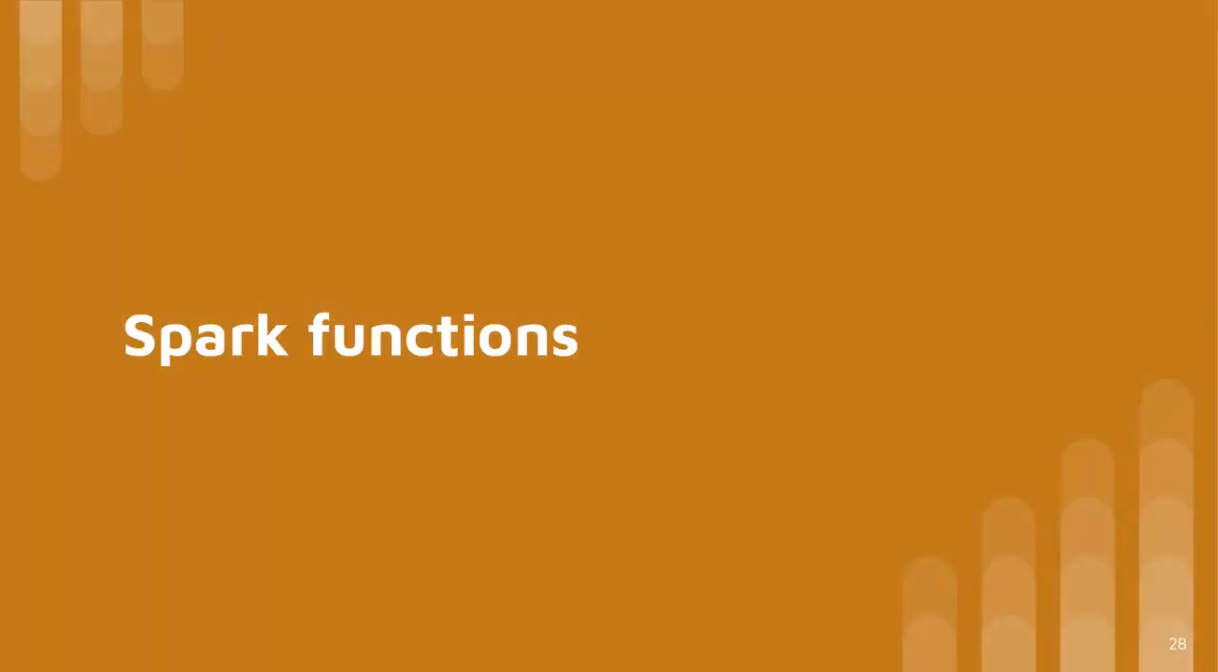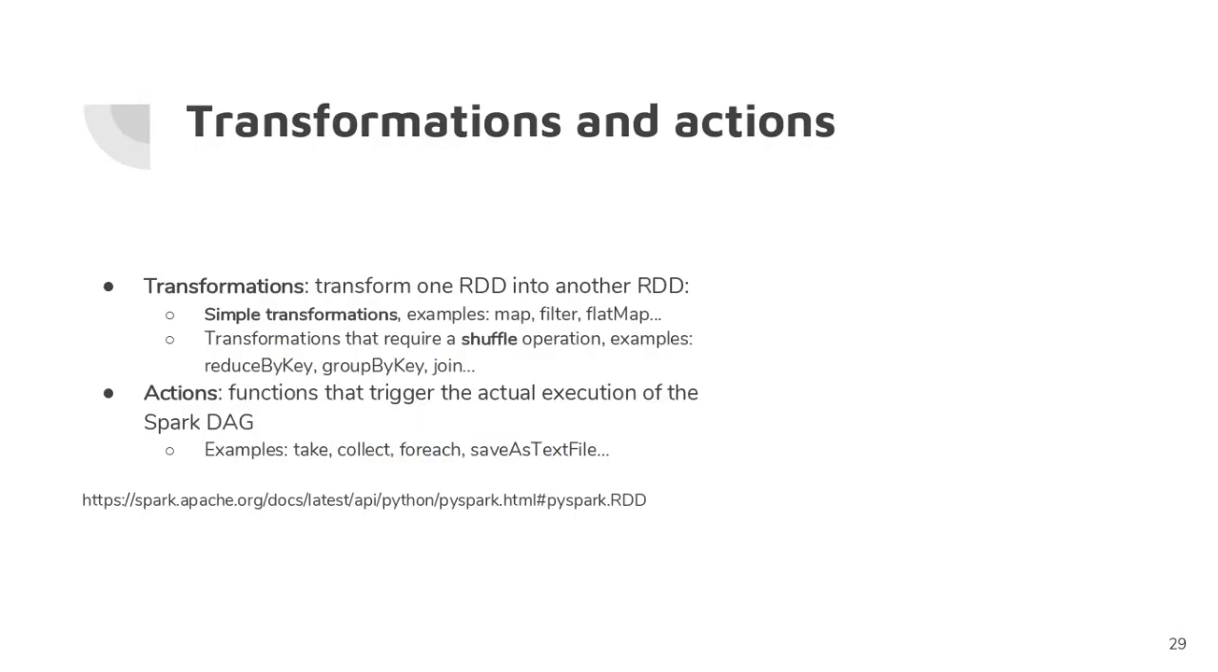Okay, and then we have a little bit more time to go over the different Spark functions. There are two types of functions. We have transformations that transform from one RDD into another RDD. So you can think of an RDD as a list of key value pairs.